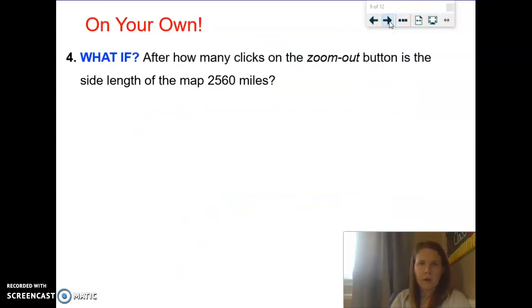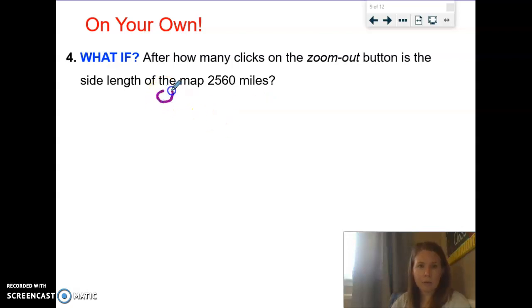Okay. Let's do this one. So this is a what if question. I think this one's a good one because it says, after how many clicks on the zoom out button is the side length of the map going to be 2,560 miles? So I'm going to help you set it up here.